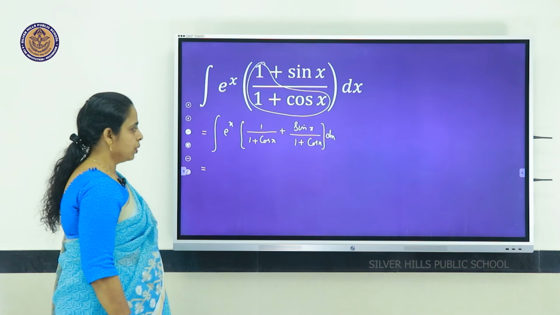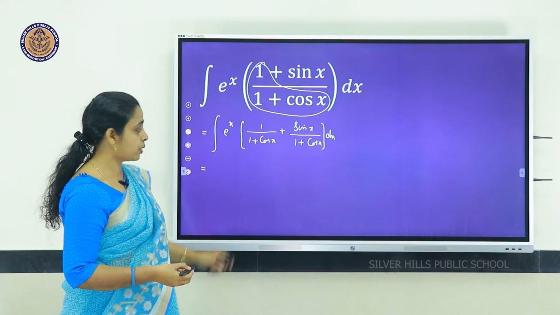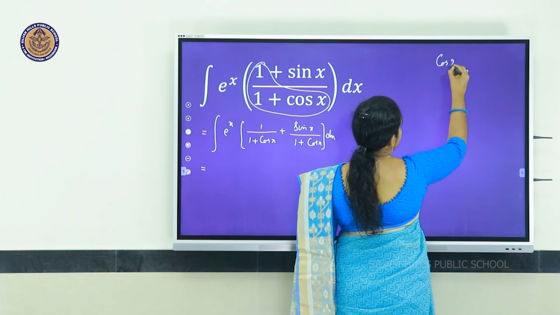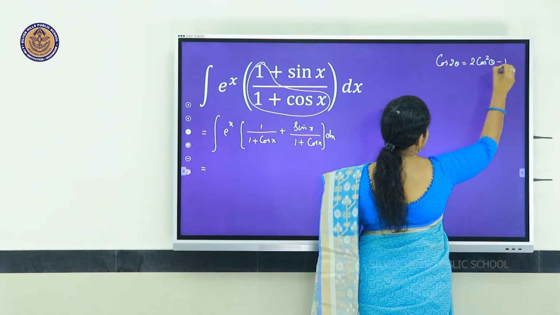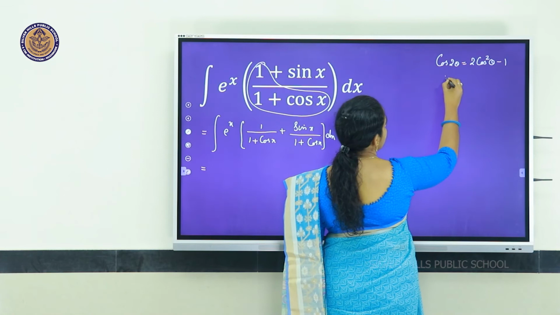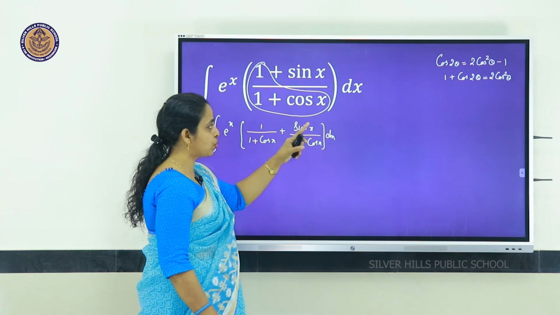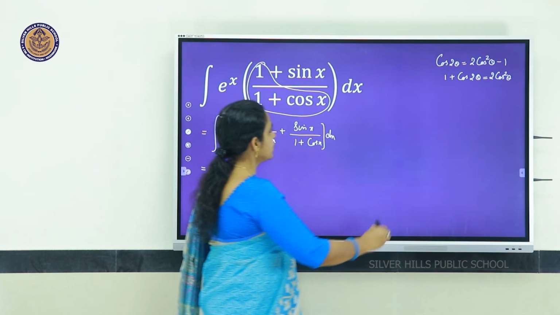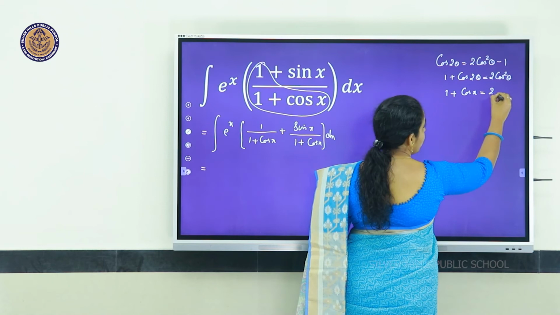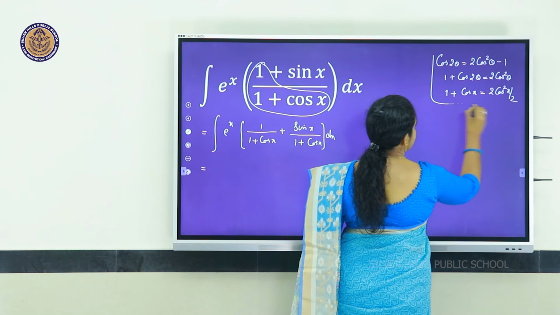equal to. Now some trigonometric identities which we learned in class 11 we are going to utilize here. Cos of 2 theta was 2 cos square theta minus 1. Here is 1 plus cos x. So let me write 1 plus cos 2 theta equal to 2 cos square theta. Instead of 2 theta, it is x. So 1 plus cos x will be equal to 2 cos square x by 2. This is one result which we are going to apply.